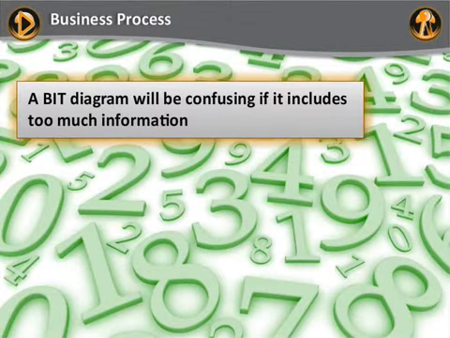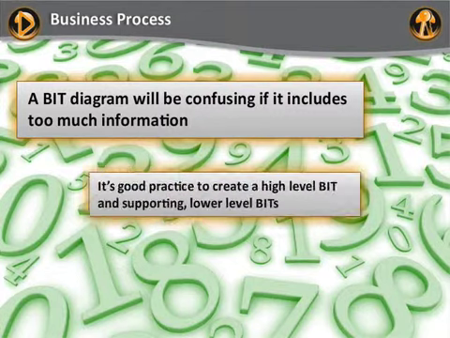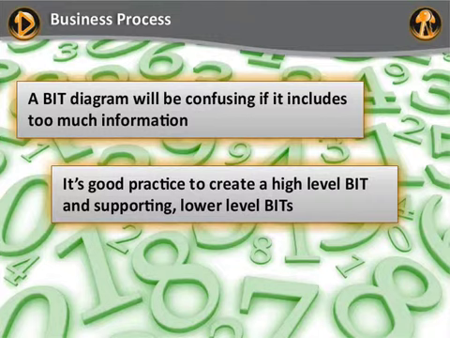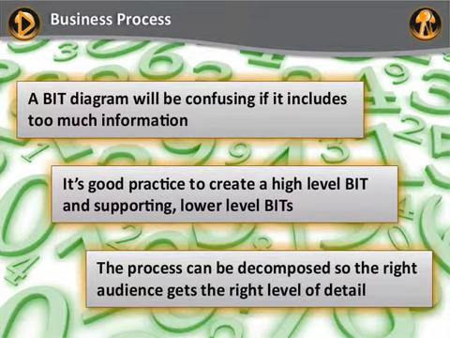Trying to put too much information on one bit diagram can defeat the purpose and lead to confusion. A good practice approach for complex business processes is to create a high-level bit diagram for the business process, and then lower-level bit diagrams that show the lower-level processes and workflows. This decomposes the process, allowing the right level of detail to be shown to the right audience.